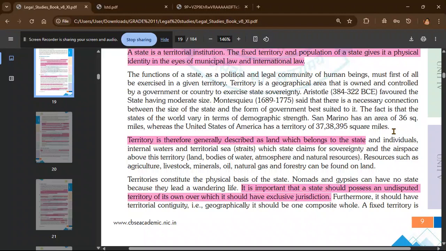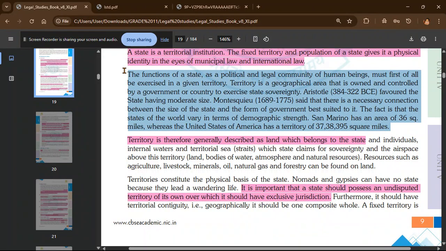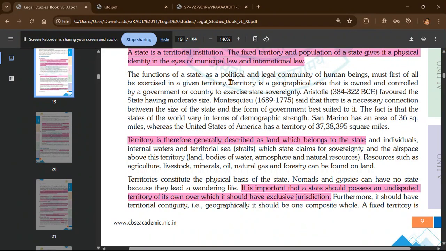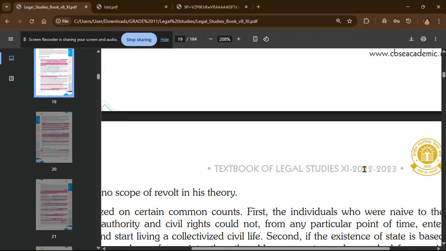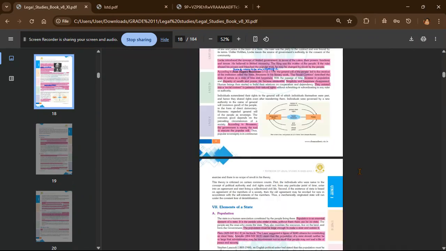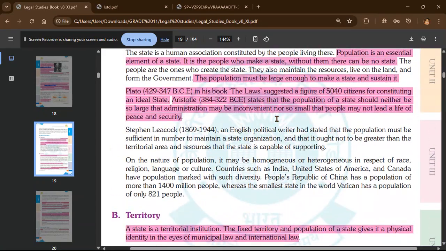Now, in this paragraph you must have seen that I have not underlined anything. From this, you can underline maybe this: territory is a geographical area that is owned and controlled by a government or country, just this. The rest you don't have to write. One more thing I want to highlight: they have given you that Marino has an area of 36 square miles. You do not have to write this at all in your exam. Why? Because this book is rationalized to 2022-23, so this figure changes every year, so you don't have to write this.